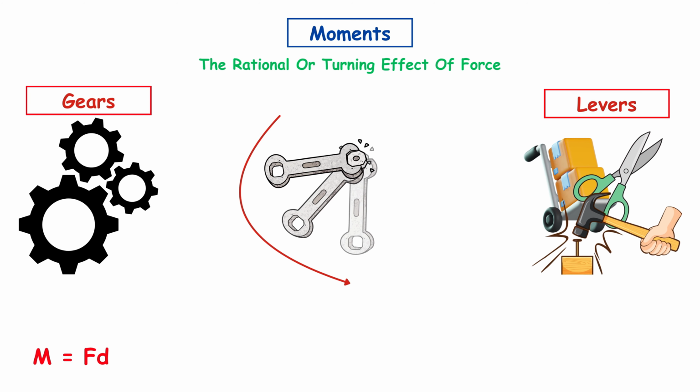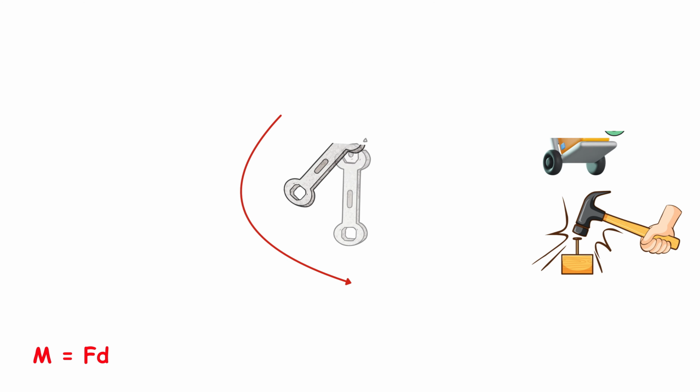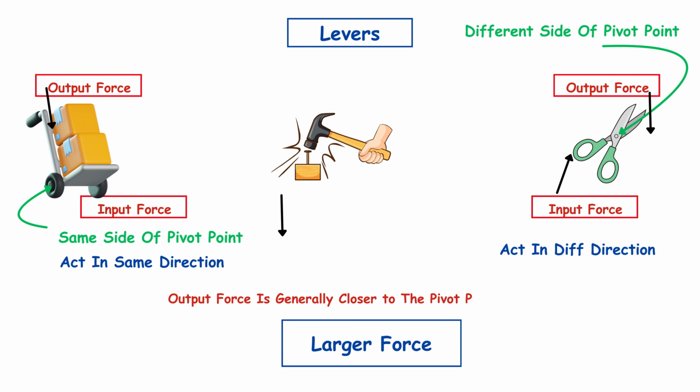We saw in our previous video that a moment is essentially the turning effect of a force, and we can calculate it using the simple equation where moment equals force multiplied by distance. In this video, we are going to explore how this fundamental concept applies in practical contexts, particularly in the use of levers and gears. Levers come in many different forms, and even if you've never studied them in a physics class, you've almost certainly used them in real life, perhaps without realizing it.